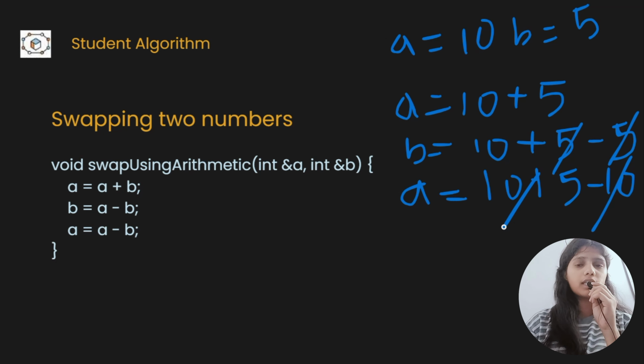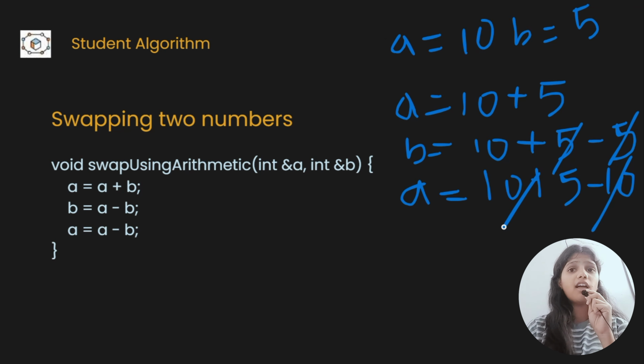What we are doing is storing the sum of both values in a. So now a is equal to a plus b, right? And then in b we store a plus b minus b, where the plus b and minus b cancel and b will be storing a. In a, we do a plus b minus a, cutting the a's, and a will be storing b. This is how we swap the two numbers. I hope you got the logic.